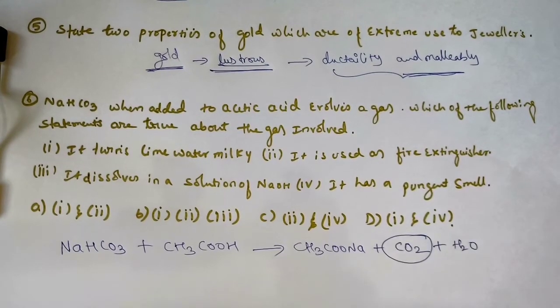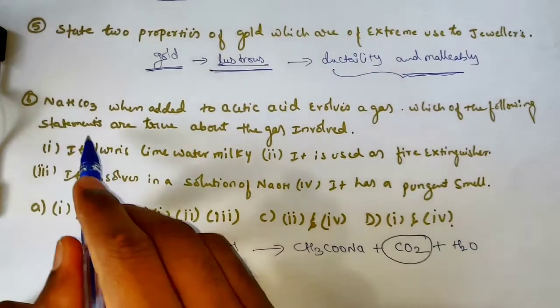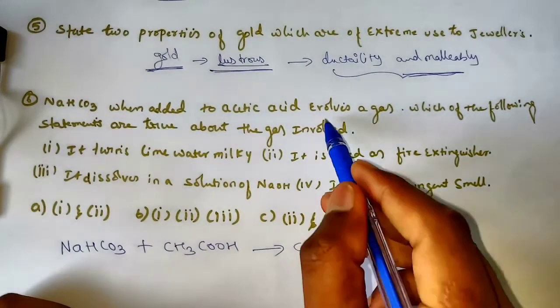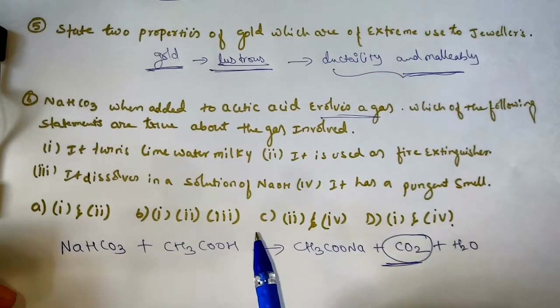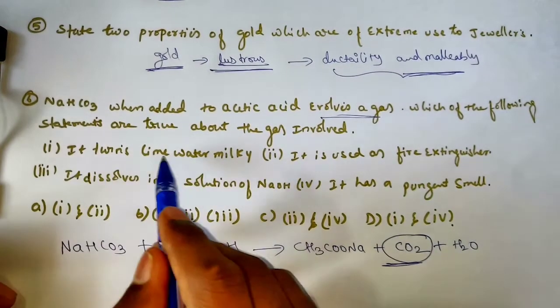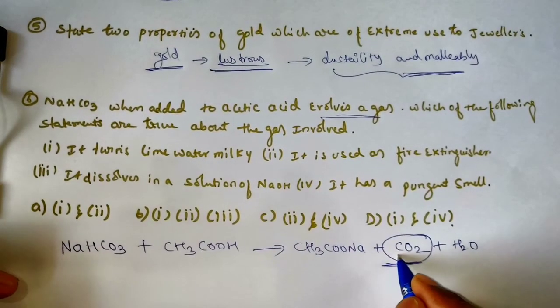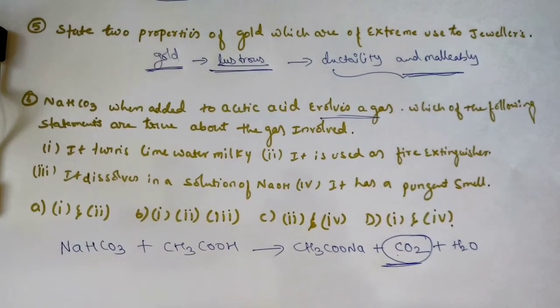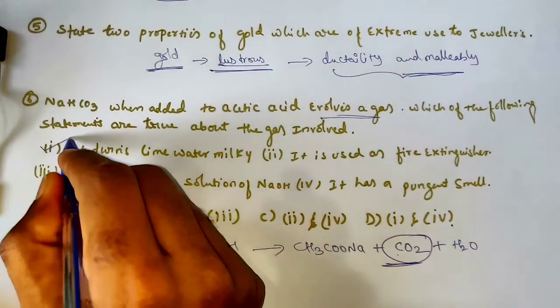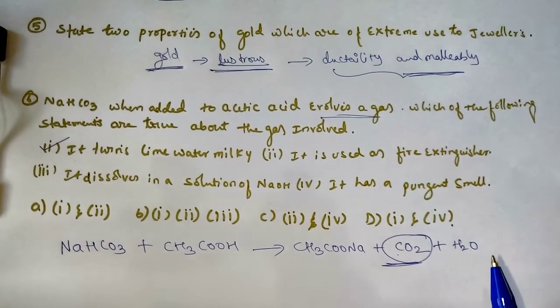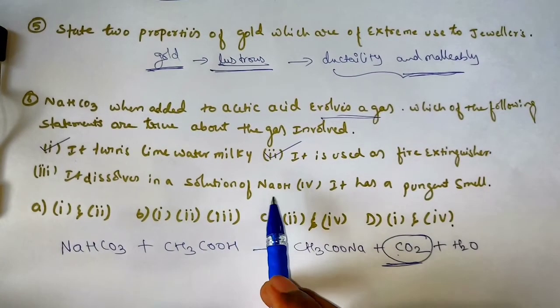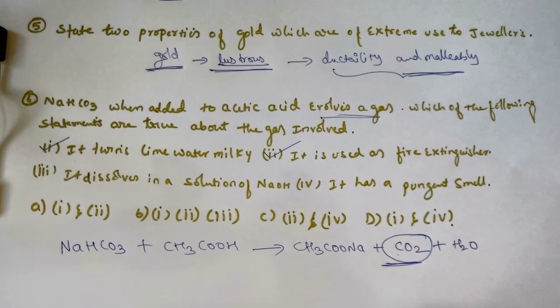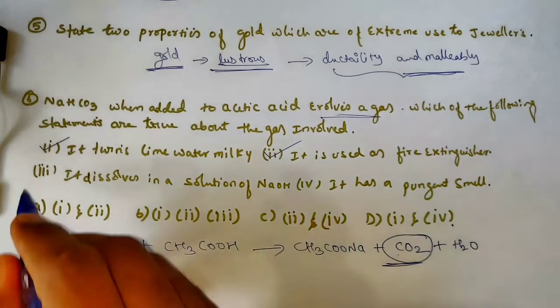Here we will concentrate on carbon dioxide, the gas evolved. Let me read all 4 options given. It turns lime water milky. Yes, when you pass carbon dioxide into lime water it turns milky, so that is a correct option. It is used as a fire extinguisher. Yes, carbon dioxide is used as a fire extinguisher, that is also correct. It dissolves in a solution of NaOH. Yes, carbon dioxide dissolves in NaOH.